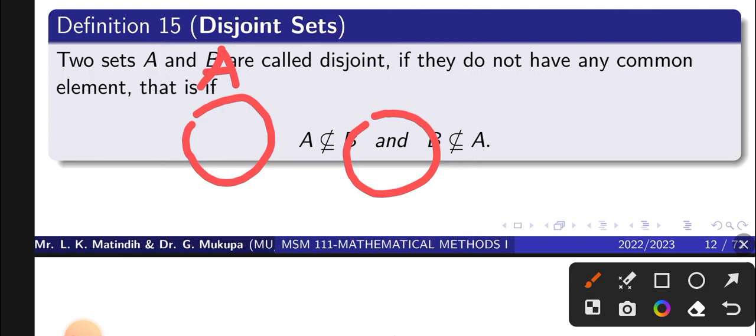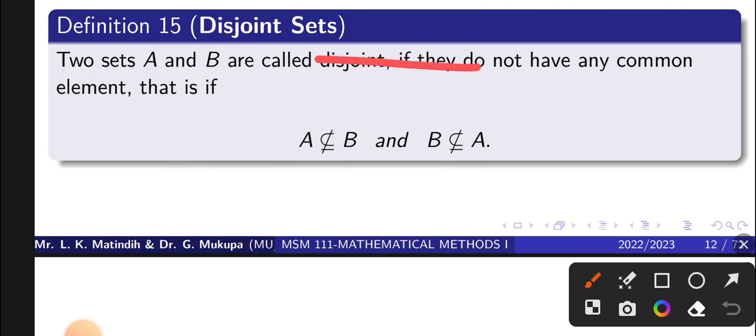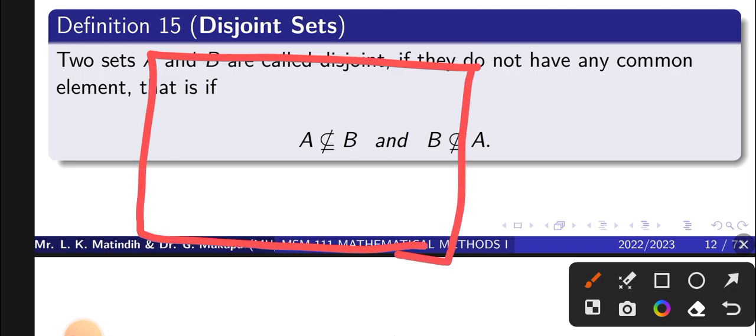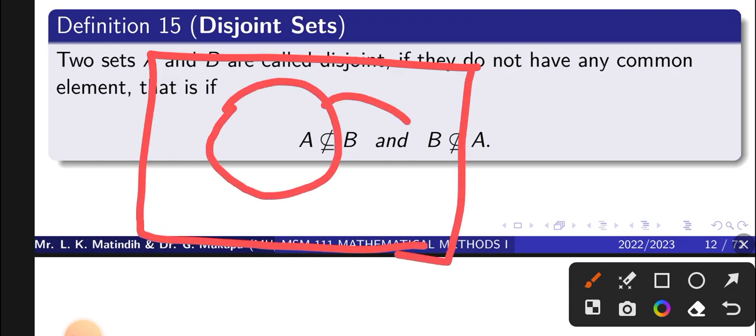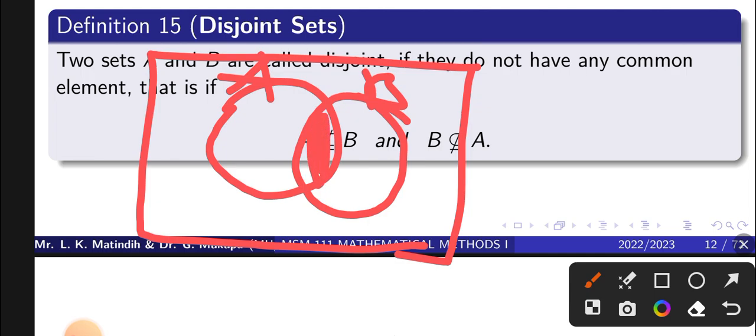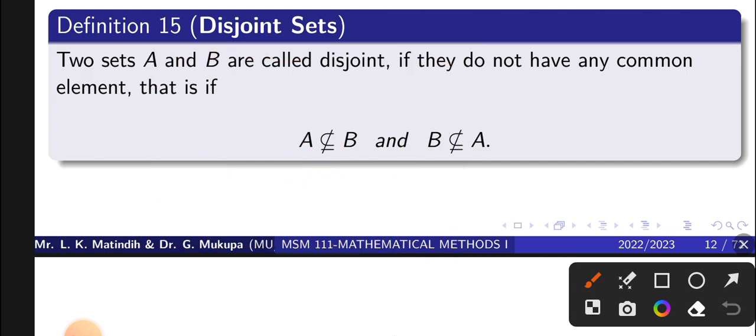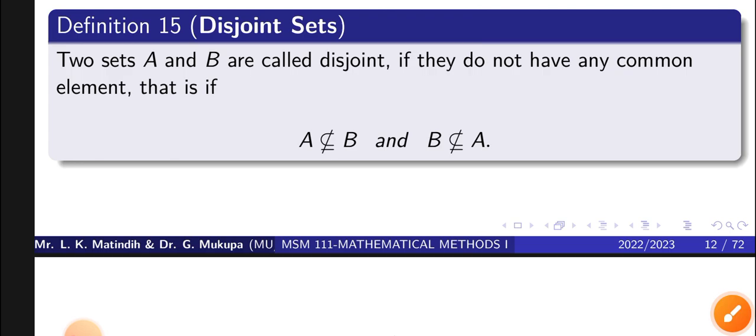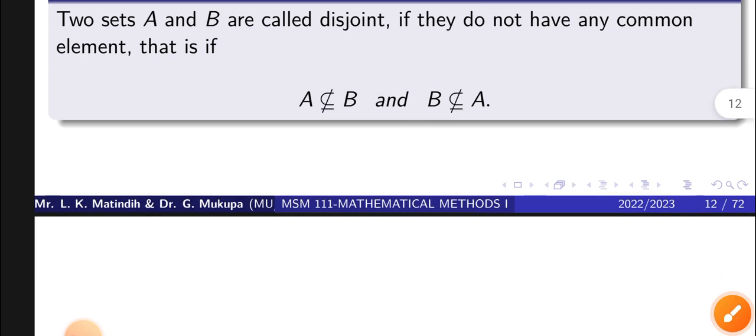If they had something common, we would have had something like this. This is our set A, this is our set B, and this region is where elements that are found both in set A and set B are found because they are common, they are shared. So if sets have nothing in common, we say they are disjoint sets.